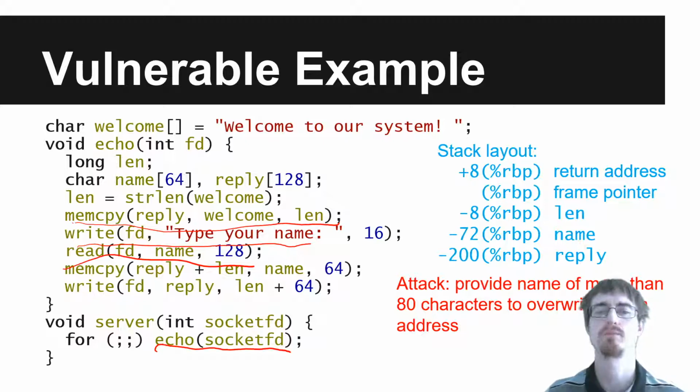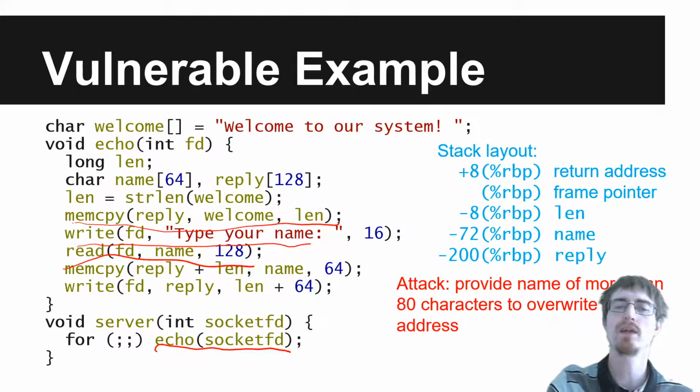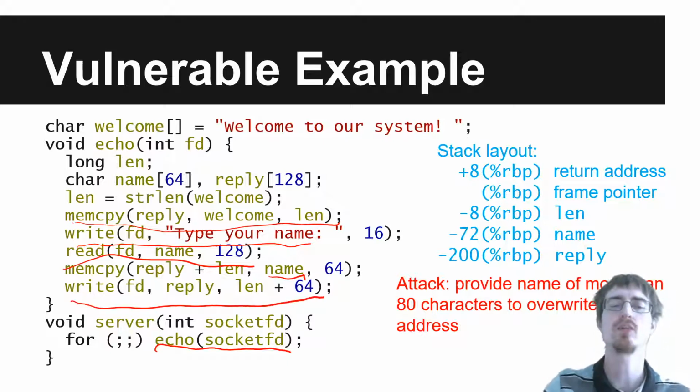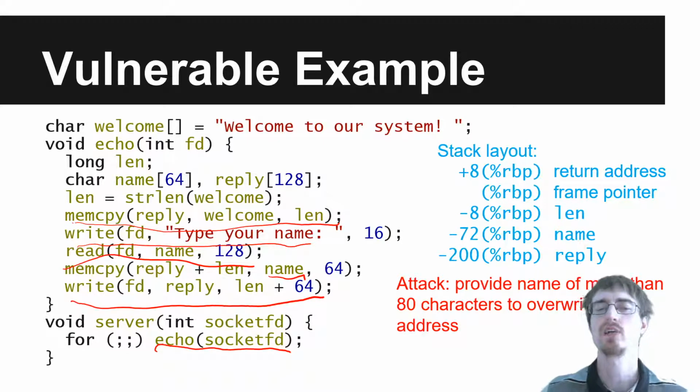If the other side closes the socket prematurely before 128 bytes have been sent, this allows it to send a shorter string. Next there's another memcpy, which copies the name into the reply buffer using len as an offset. The reply buffer already has the string "welcome to our system", and at the end, the memcpy will add whatever was read from the connection. Finally, it writes this string to the socket, writing the string stored in the reply buffer and sending len plus 64 characters to the other end.